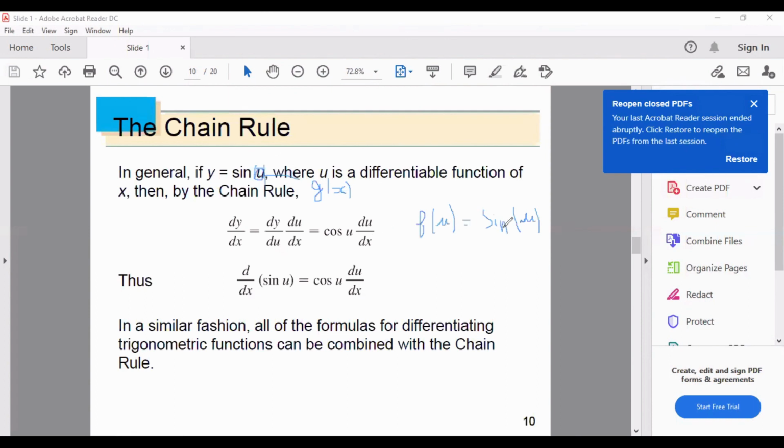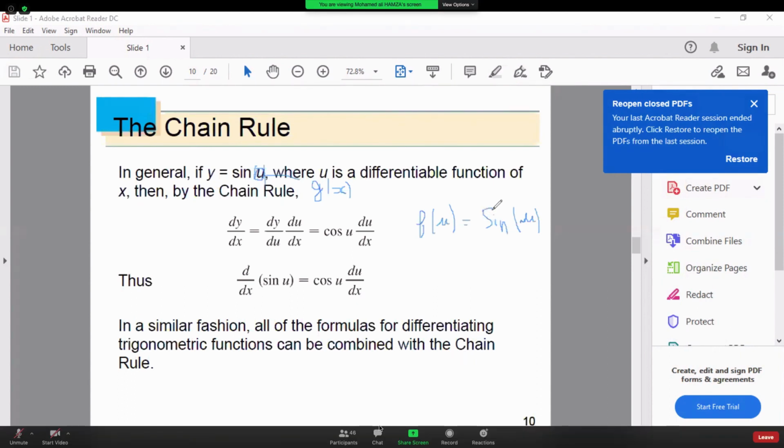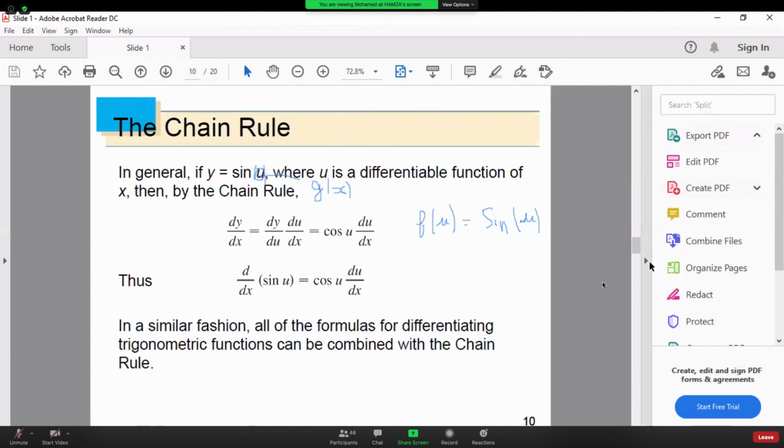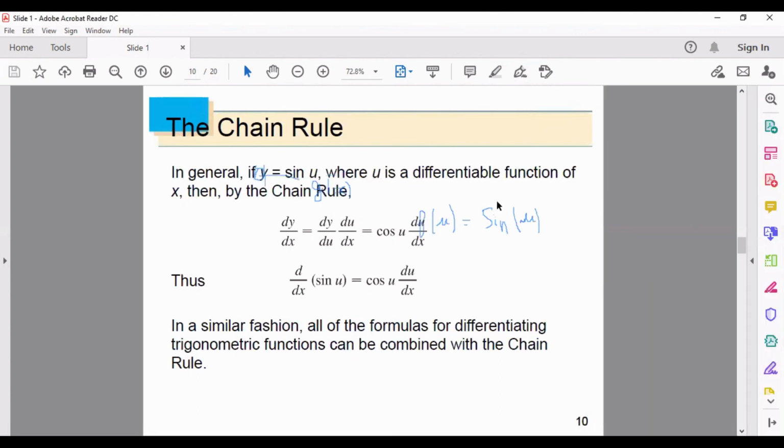We have to evaluate the derivative of sine. What about the derivative of sine? The derivative of sine is cosine. We studied this derivative in the slides in the lecture before. That's why its derivative is equal to cosine u times the derivative of the insider function. Then it's just a formula.